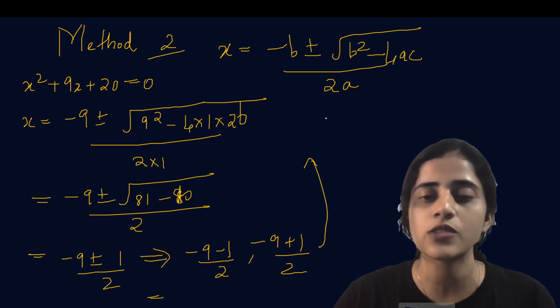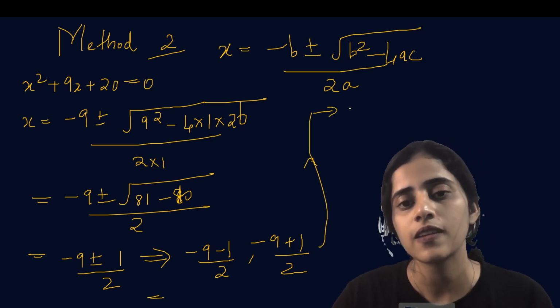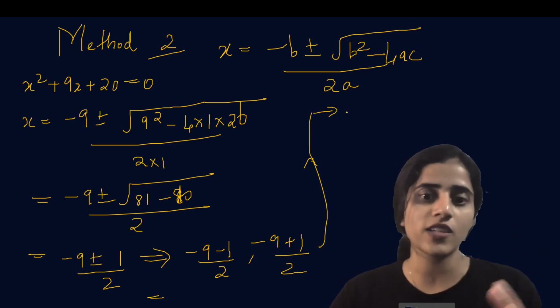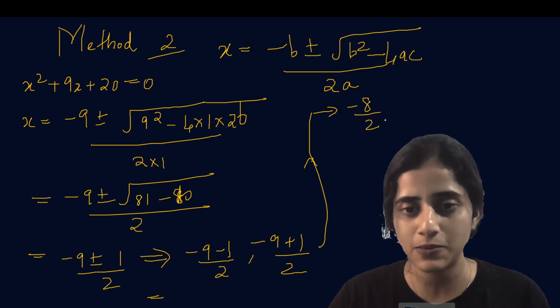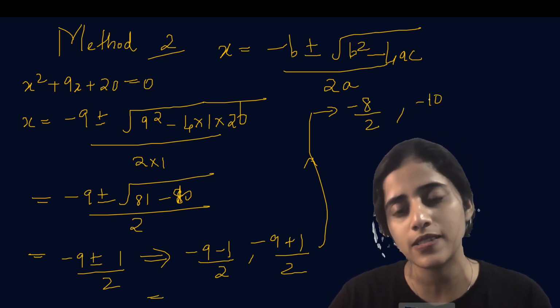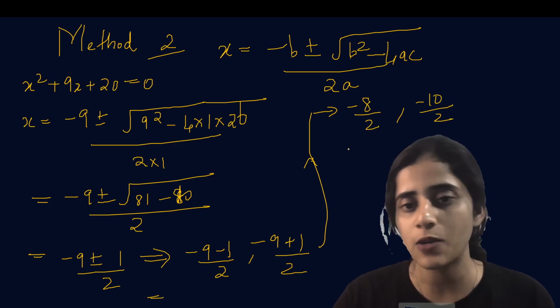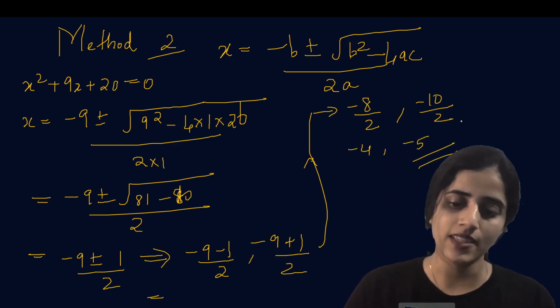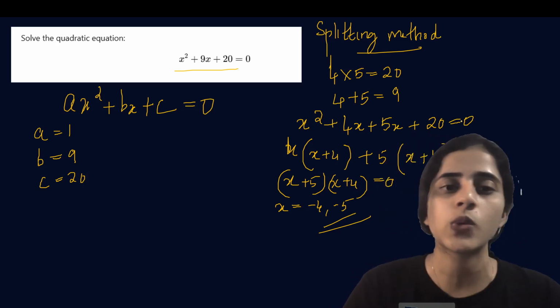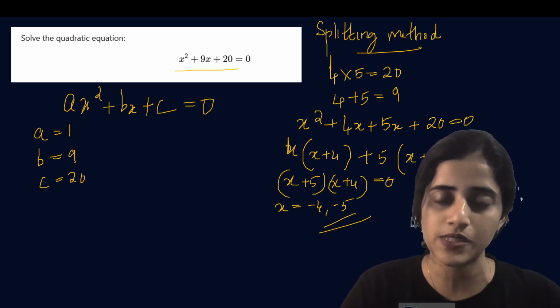So what are the answers going to be? I don't know if my head is blocking what I'm writing. So I'm sorry. Minus 8 by 2 and minus 10 by 2, which is how much? Minus 4 and minus 5. Same answers. So the same quadratic equation we've used in 2 steps.